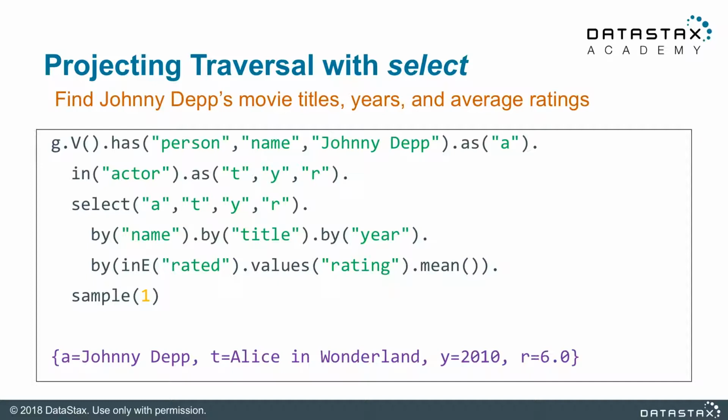This time, we're going to select the actors and the movie vertices, but we're going to add in a traversal in the by modulator.